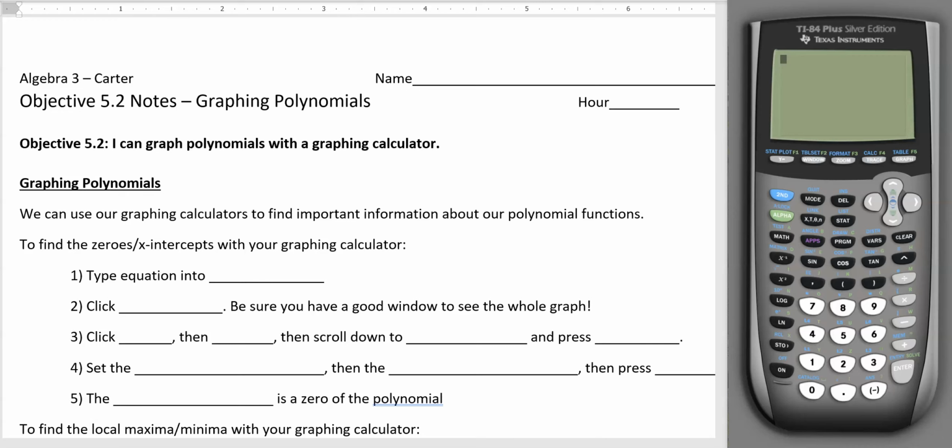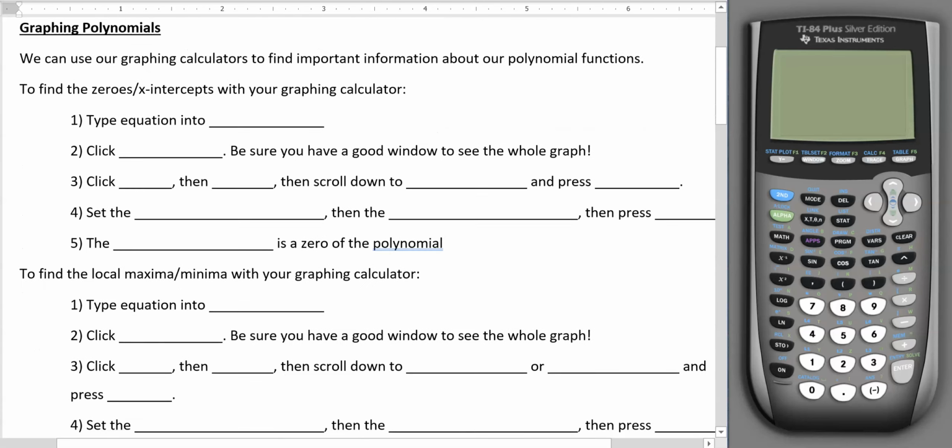Now, there are a couple of things that we should hopefully remember from prior experiences with graphing calculators, but I definitely want to go through those real quick. There are two things we're really asked to do: use our graphing calculator to find the zeros, or the x-intercepts, and also to calculate the local max or min. So let's start with finding x-intercepts.